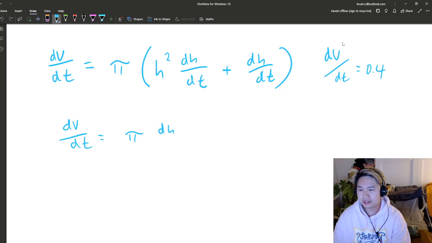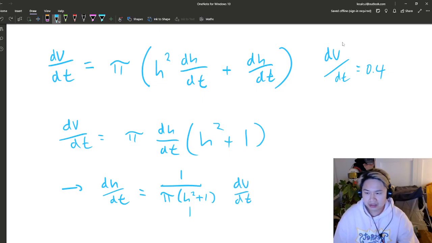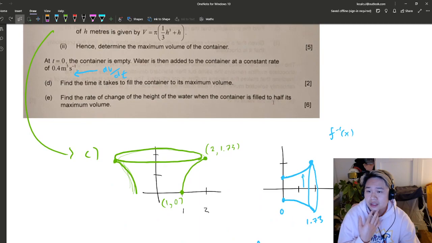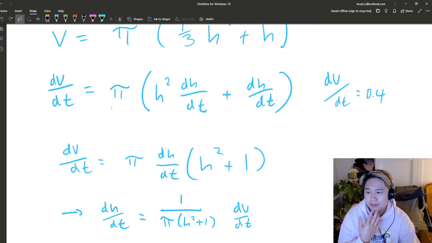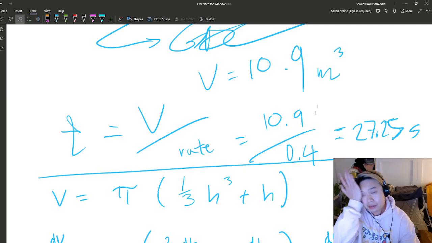So hold on, let me just isolate slightly. So pi, if I factor out the dh/dt, I'm going to get h squared plus 1. So dh/dt is going to be 1 over pi times h squared plus 1 times dV/dt. And again, I need to find out what h is, and that is why they told me this is when the container is filled to half its max volume. So its max volume is 10.9, so half of that is 5.45.